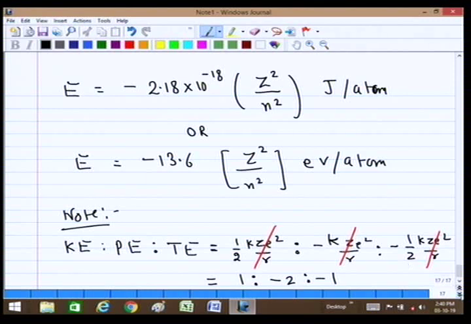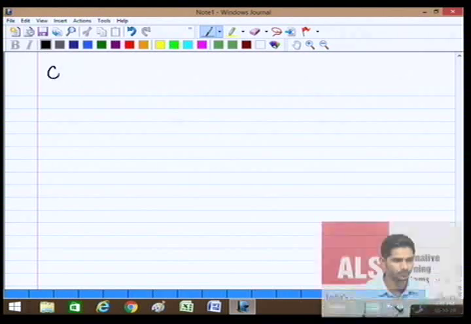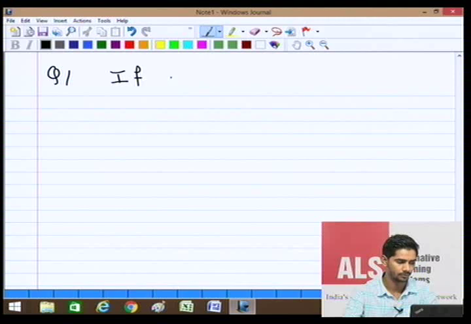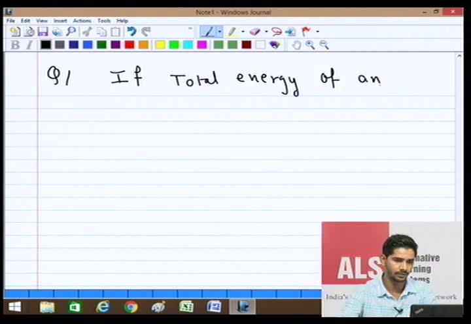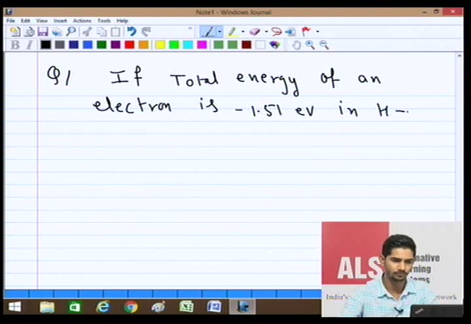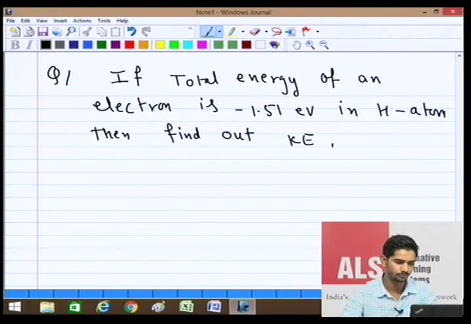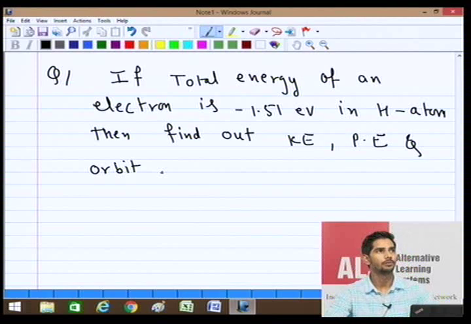Okay guys, I'm giving you a question. Please solve it. If the total energy of an electron in a hydrogen atom is minus 1.51 electron volt, then find out the kinetic energy, potential energy, and orbit. Please solve this.